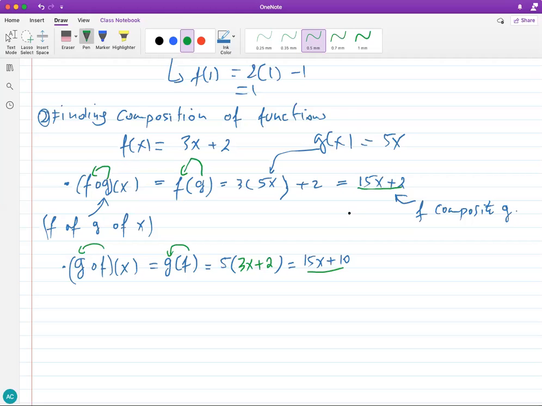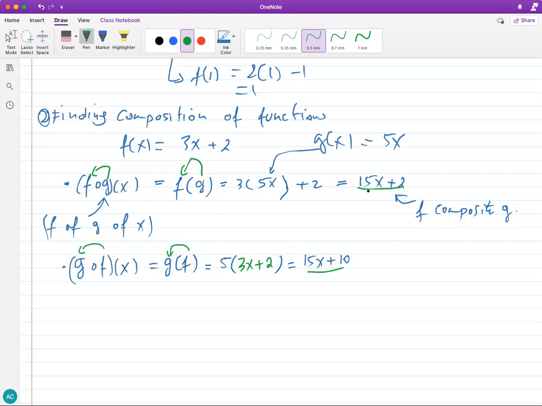We're still doing this. We're not done yet. We're going to do plenty of examples. Just don't get ahead of yourselves, step by step. So this is our composition function here, g of f. It's different than f of g. This is 15x plus 2, this is 15x plus 10. They're completely different, so make sure you respect the order. In g of f, the second one goes into the first one.